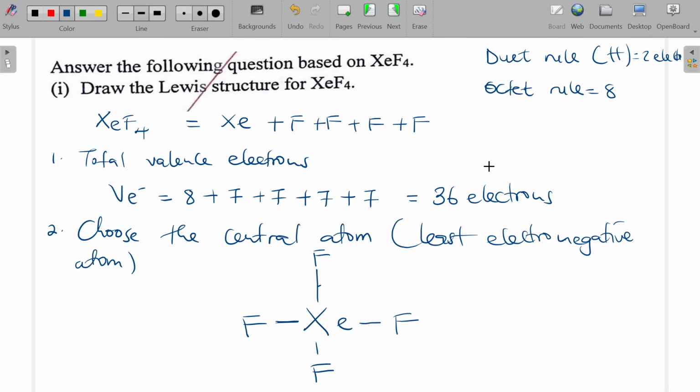So now we have a total of 36 electrons, and we've used 8 of them. We've used 1, 2, 3, 4 bonds. Each of these 4 represents 2 electrons, so 8 electrons we've used. So we're remaining with, in short, just 28 electrons.